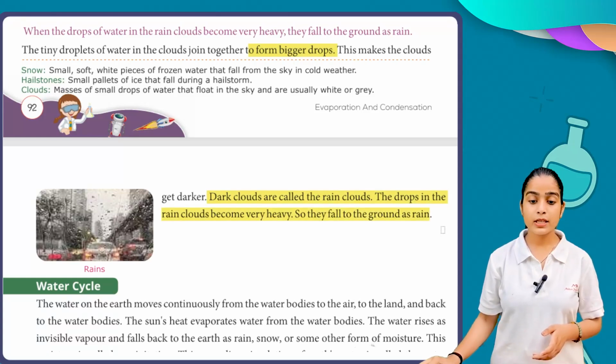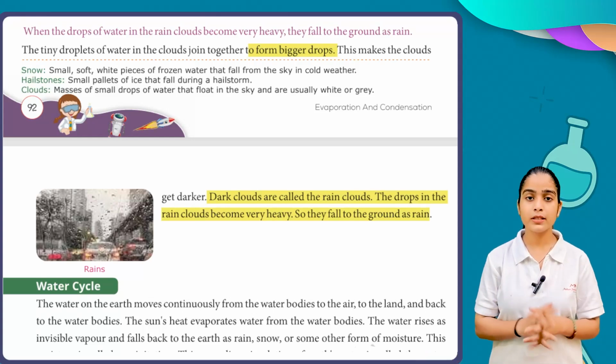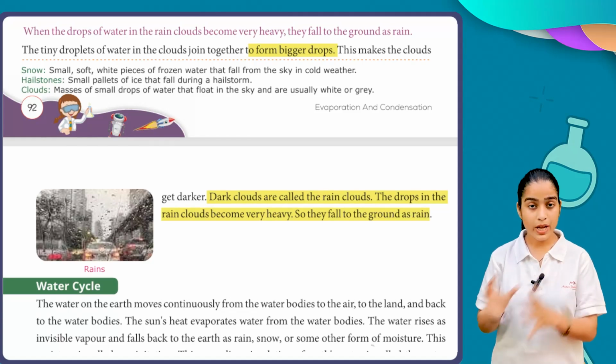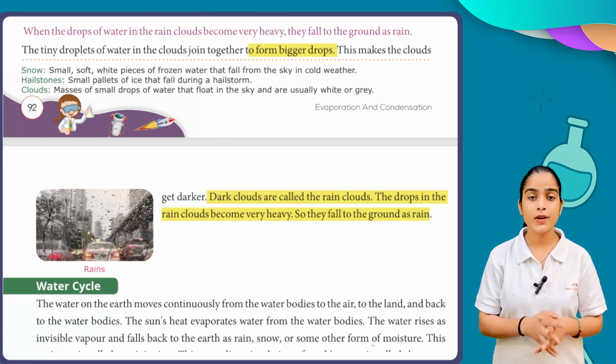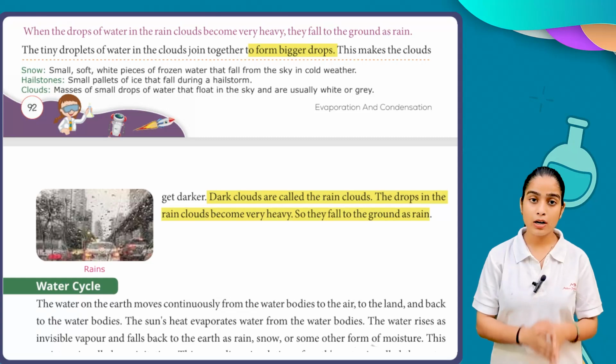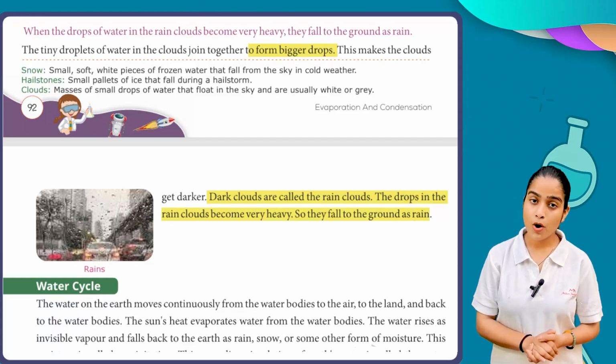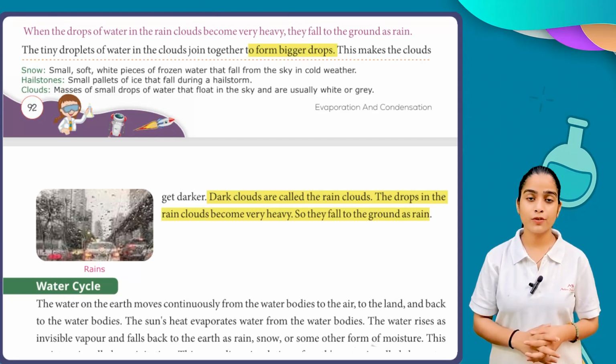Have you ever seen the rainy season? What you observe is that the clouds which give rain are black in color. That is why we say dark clouds. So dark clouds get heavier, and that is why they bring down water in the form of rain onto the surface of the earth.